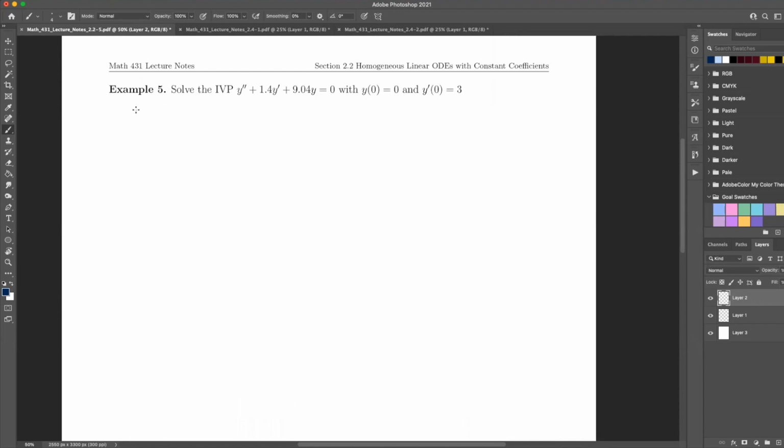Anyway, so here we have this. Here we just write out the characteristic equation: lambda squared plus 1.4 lambda plus 9.04 equals 0. If I solve this, you can just crunch it through in two different ways. You're going to get minus 1.2 plus or minus 3i.